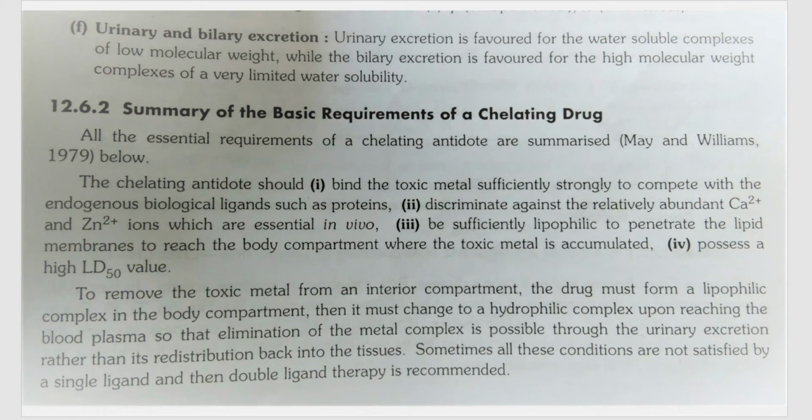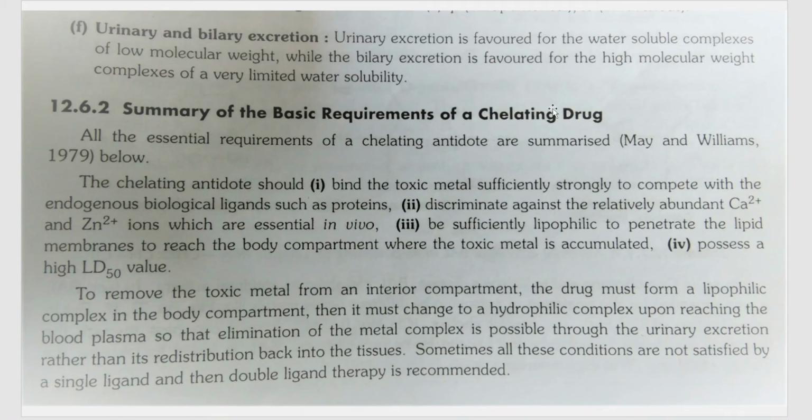So the next point is how it should be brought out of the body. That is urinary and biliary excretion. This particular chelating drug, which is now in the body and has already trapped the toxic metal, if it is a water soluble type of chelating complex and has low molecular weight, then it can come out through urinary excretion. Or if it has slightly high molecular weight and is insoluble in water, then biliary excretion is preferred. So a chelating drug that is sent into the body that has done the work of trapping the toxic metal ion should be removed also. Correct. So two ways, urinary excretion or biliary excretion, are preferred.